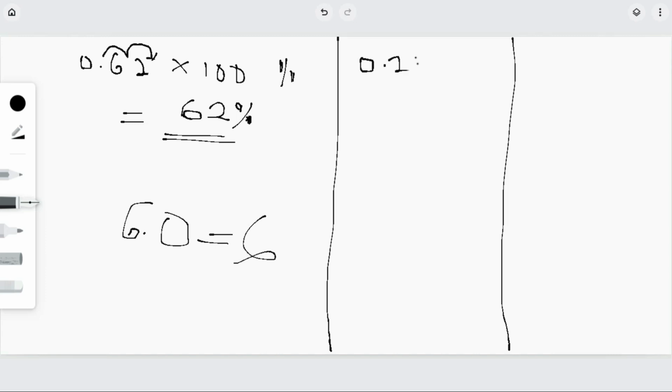0.24. Remember, if you want to change 0.24 to percent, just multiply by 100 and add the percentage sign. You understand? If you multiply 0.24 by 100, that would be 24%. So that's the simplest way to go about it, and that's the answer.